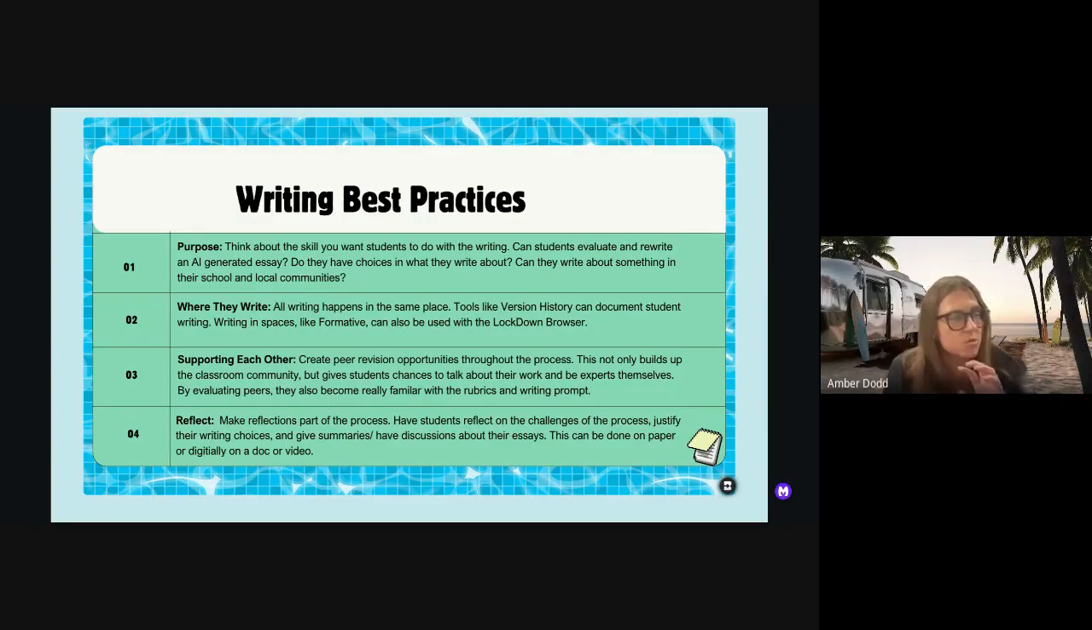I think this one is the biggest one: during the writing process, make sure that students have a reflection. Have them reflect on their daily progress, justify the writing choices they're making, and give summaries or discussions about their essays. This could be done as a warm-up activity, or at the end, have them create a video on it, but make reflections part of the process. It's a lot harder to talk about what you wrote if you don't know what you wrote. So talk about the writing process itself, not just the end product.